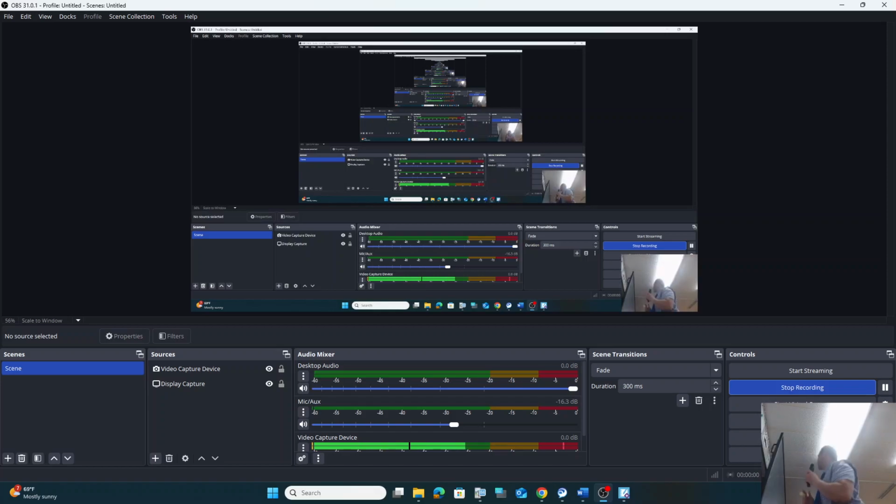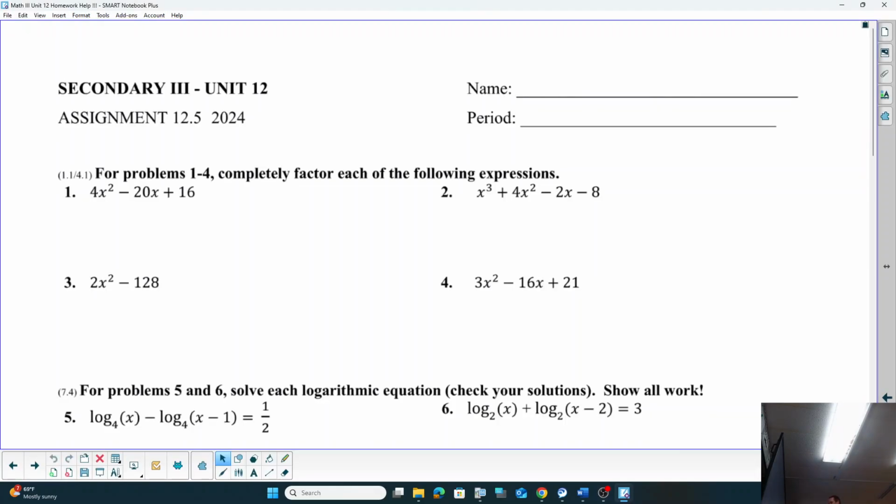So we are definitely almost at the end of the school year. 12.5. Wayo. So we are doing solving systems of equations. Try each one on your own first. Get ready for our Unit 12 test and final exam.